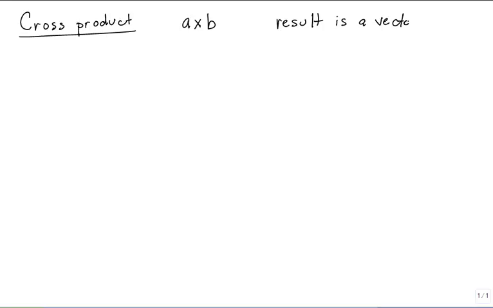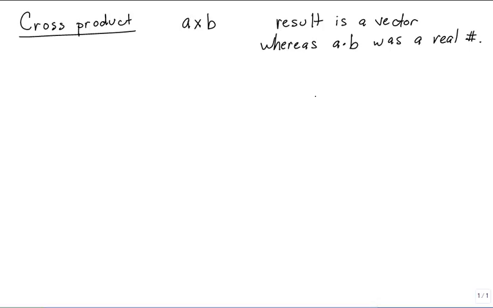Alright, now we will look at the cross product for vectors. We write that as A cross B. And this time the result is a vector, whereas, if you remember, A dot B was a real number. And remember, that's dot, that's not multiplication.